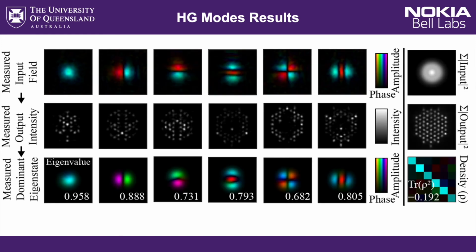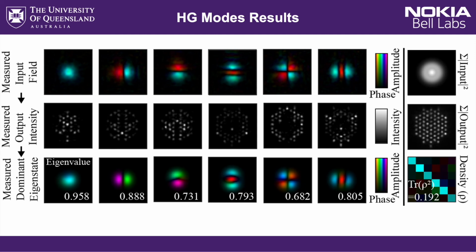The dominant eigenvalues, displayed on the bottom row of fields, seem to imply that the reconstruction is slightly worse than that of the LG modes, as they are all lower values. The dominant eigenstates themselves, however, look reasonably close to the desired input HG modes, and the trace of the square density matrix has decreased slightly, possibly implying a better reconstruction. At this point in time, we are still investigating the full capabilities of the device and believe that the quality of this reconstruction may be explained by the system being slightly out of focus or misaligned, and/or on the quality of the input HG modes themselves.